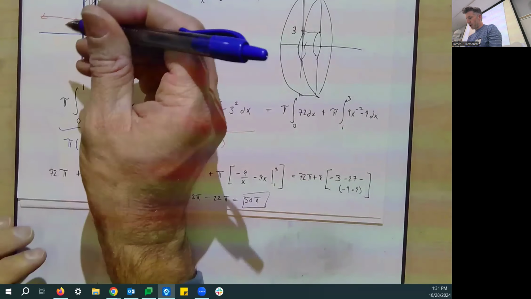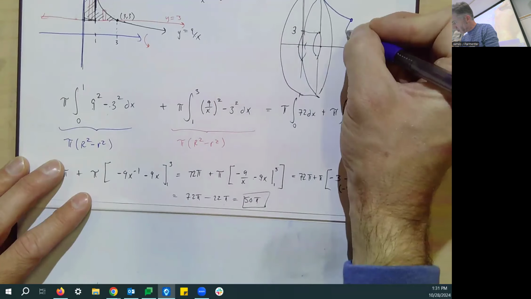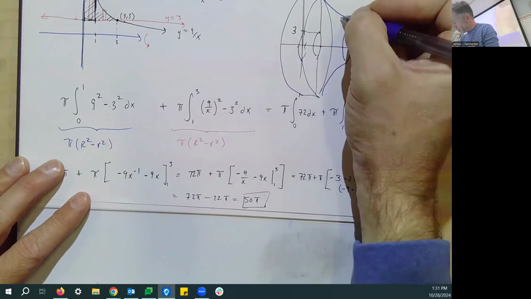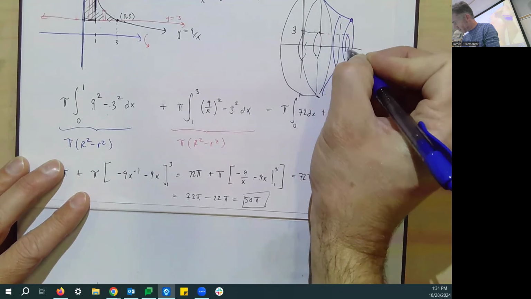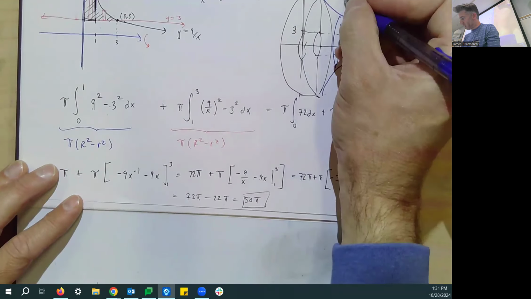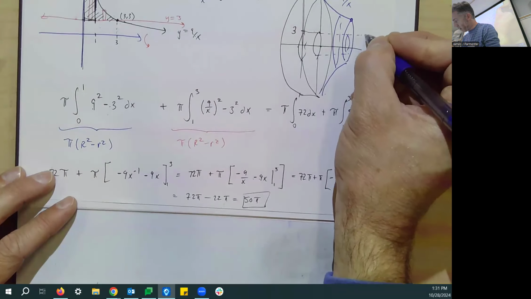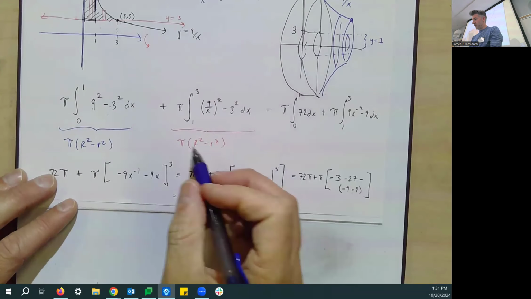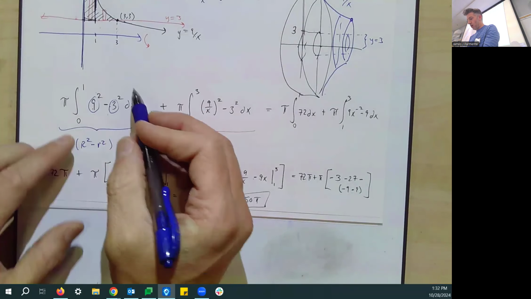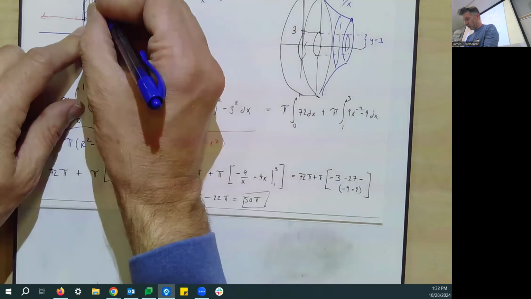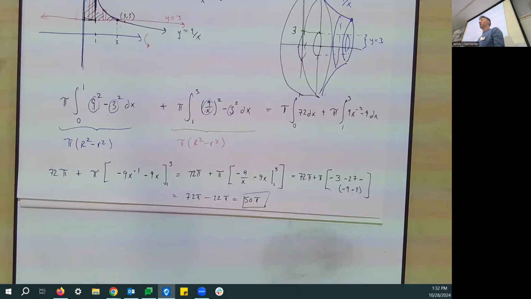But then for the second part here, we dip down like that, and now we're rotating something where my outer radius is now this 9 over x function. It's no longer just y equals 9. And my inner radius is still y equals 3. So that's why from 0 to 1, I need my outer radius to be 9, my inner radius to be 3. But from 1 to 3, I need my outer radius to be the function 9 over x, and my inner radius to be still 3. That's why we're changing it here.